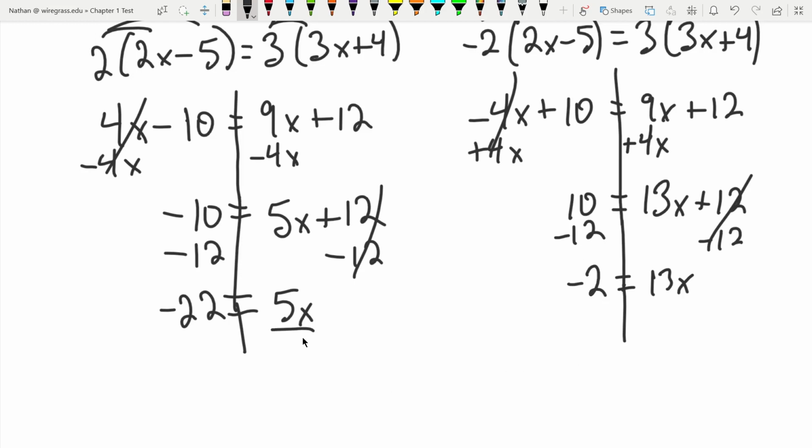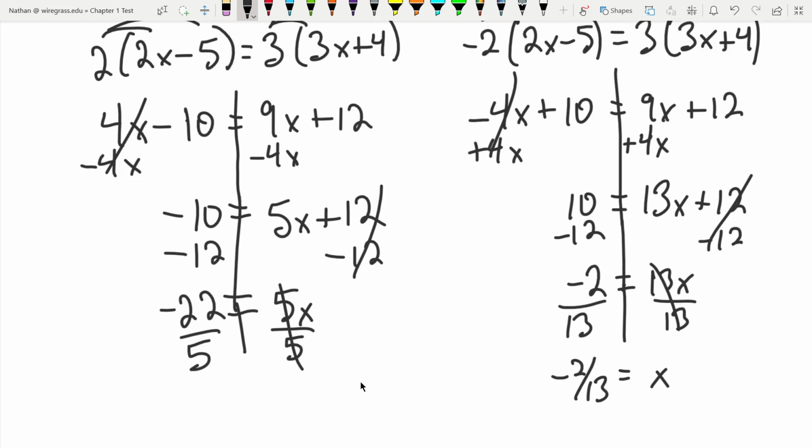Now I can finally get my solution by getting the x by itself. I divide out the number in front of it, and I get x equal to negative 2/13 and x equal to negative 22/5. And those are my two solutions.